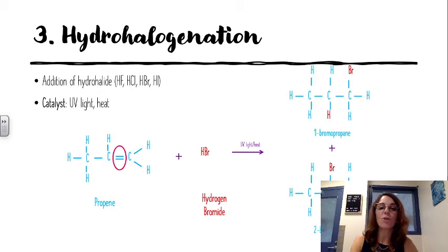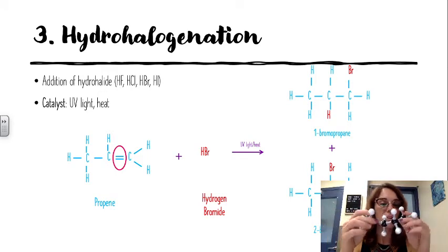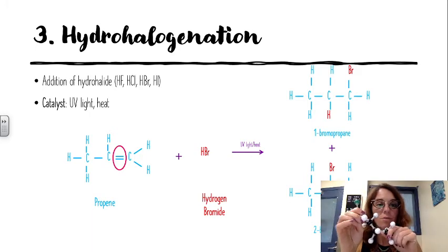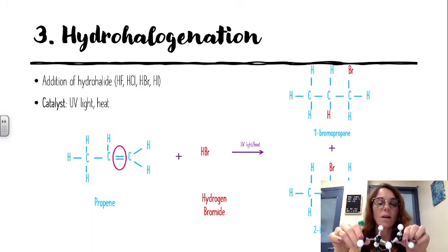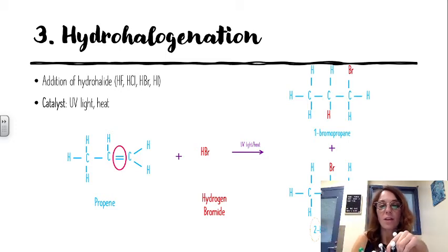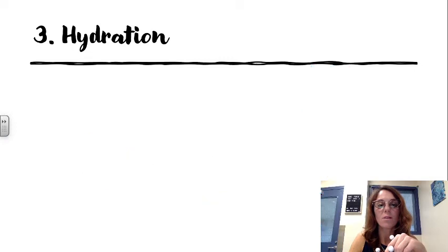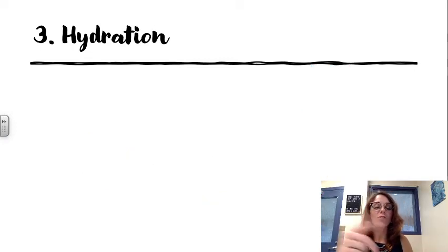Now, how do you know which product is made most often? As you recall, there are millions of molecules that are going through this reaction, not just a single one. One of these products is actually more common than the other. And this has to do with something called Markovnikov's rule, which we are going to look at after we finish the last class of reactions here.